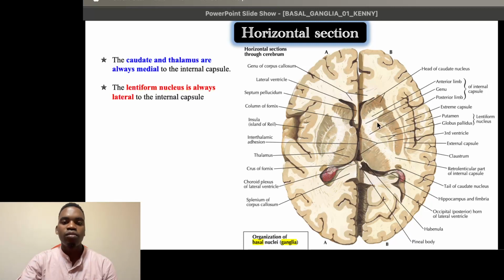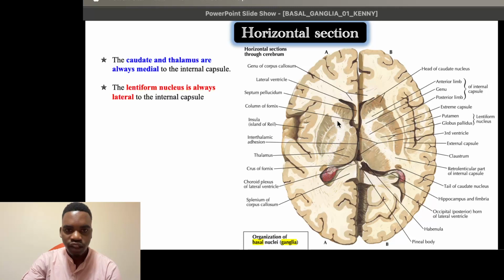And together the globus pallidus and the putamen form the shape of a lens. Now from this view we can see how this lentiform is formed. You can see it's a little bit like a biconvex shape. This is why it is called the lentiform nucleus, because it has the shape of a lens, and the shape of the lens is better appreciated on horizontal section.